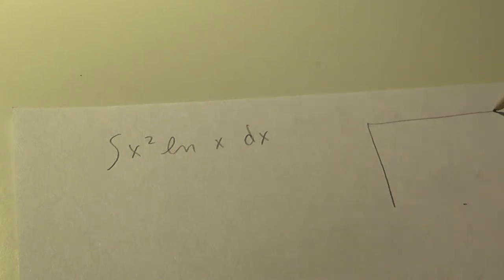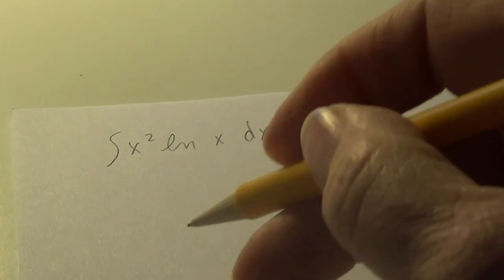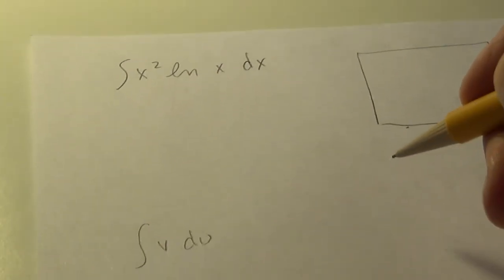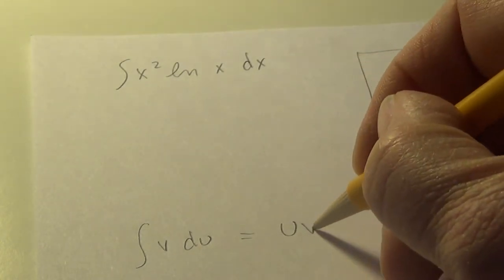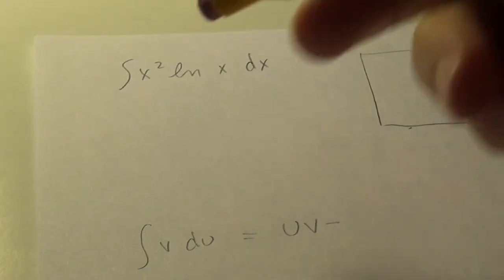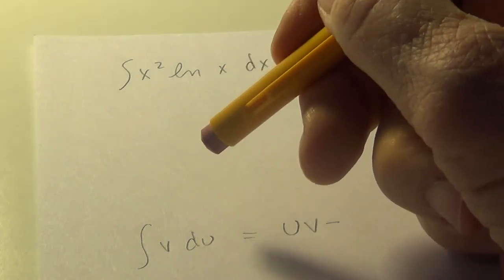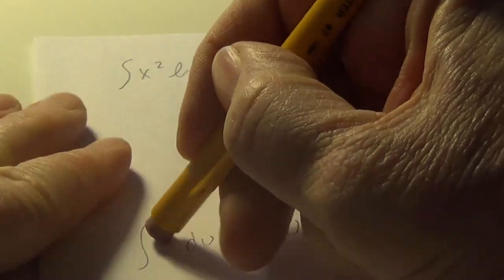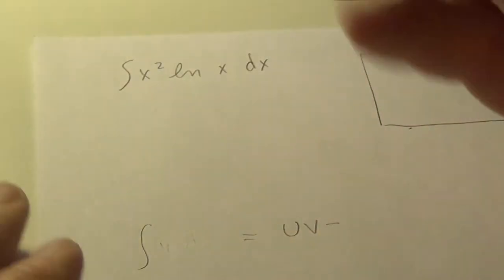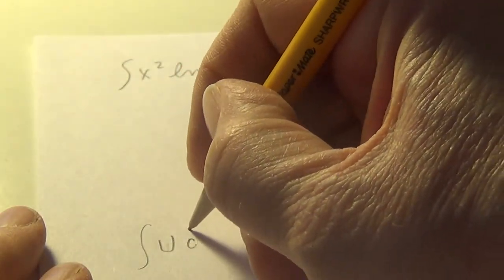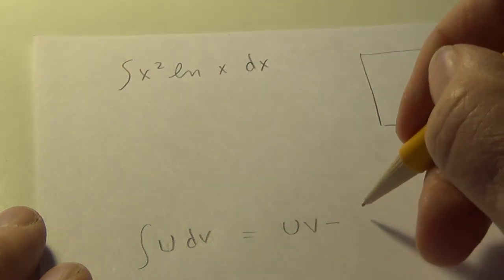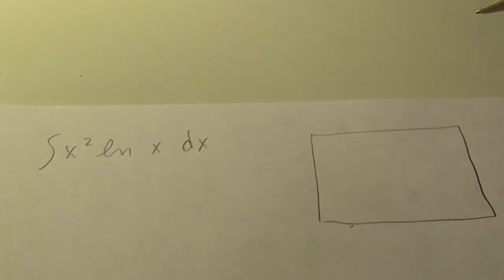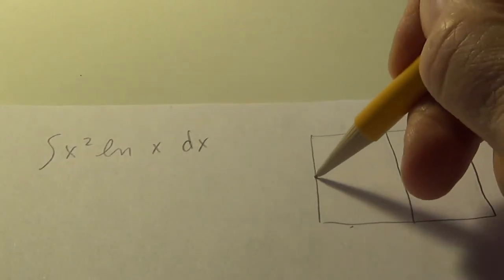And I'm going to make my uv box. My formula is the integral of v du equals uv minus the, oh, I'm sorry, it's not, is it? It's the integral of u dv, I think. u dv. Sorry. u dv equals uv minus the integral of v du. All right, so back up here, I'm going to pick those parts.